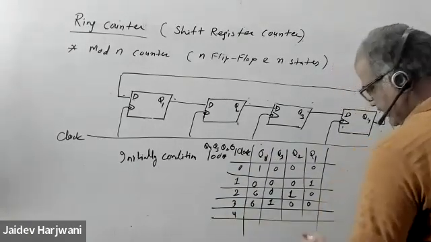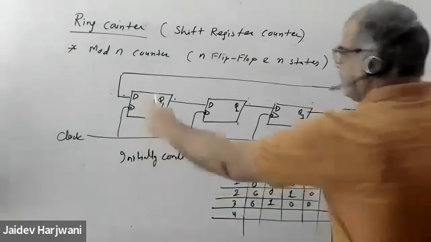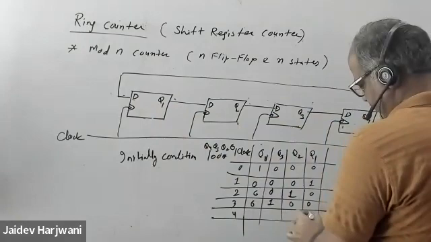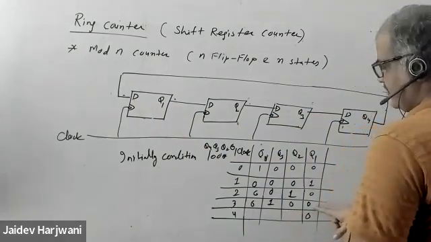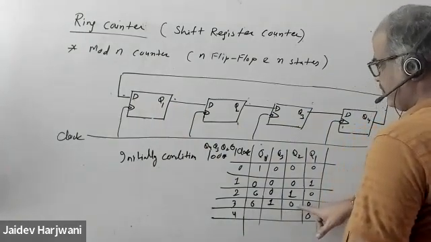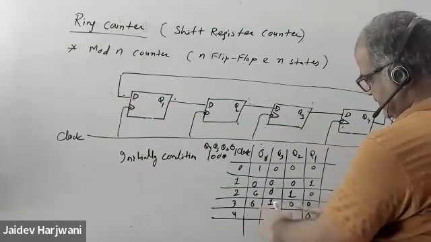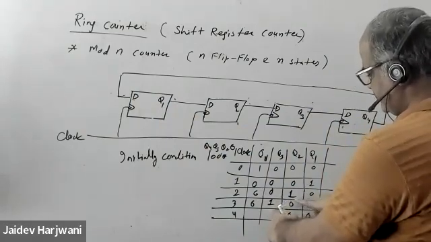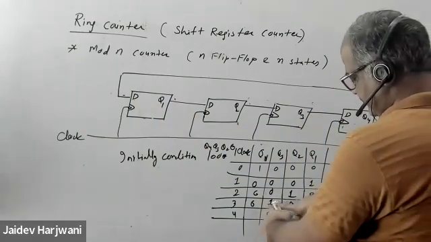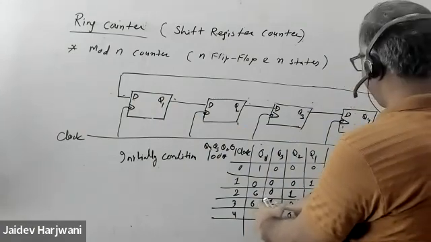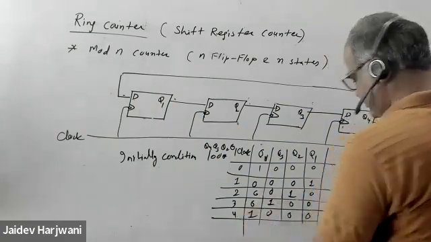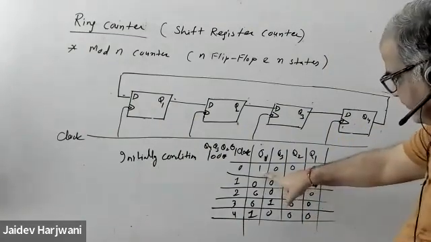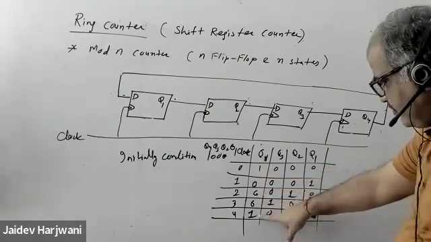Now in the fourth clock we have to see what the output of Q4 is. Q4 was 0, so Q1 is automatically 0. Q2 input is Q1, which was 0, so it becomes 0. Q3 input was Q2, 0, so it is 0. And Q4 input was Q3, that's 1, so it has become 1. So this is your fourth state. You see, we start from here, 1 2 3 4, again repeating.